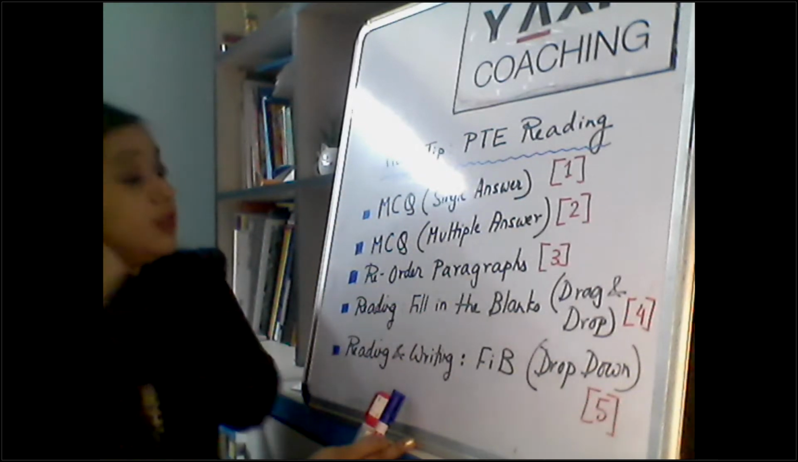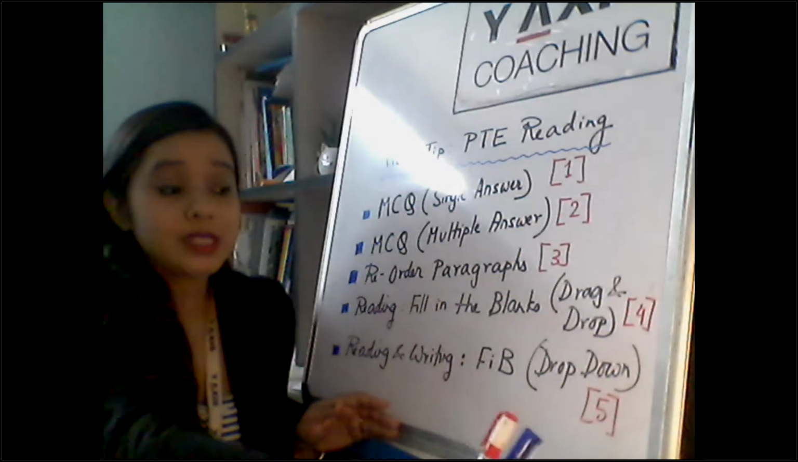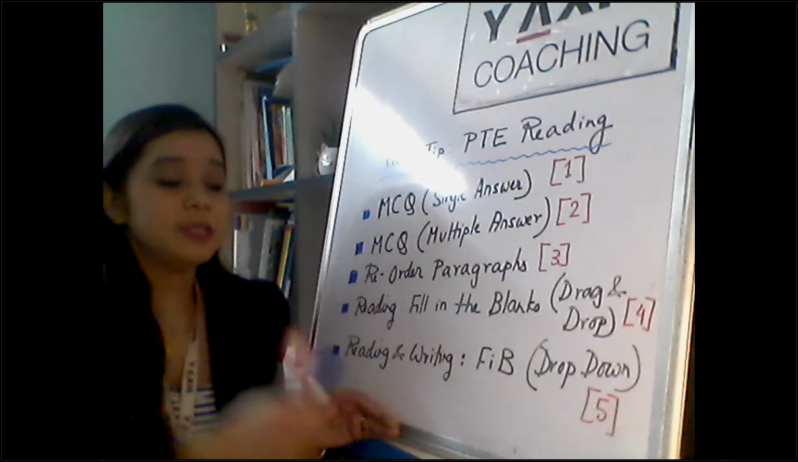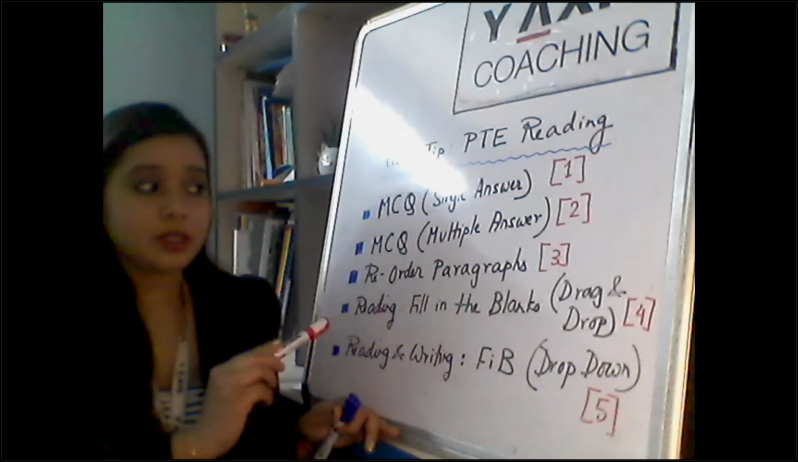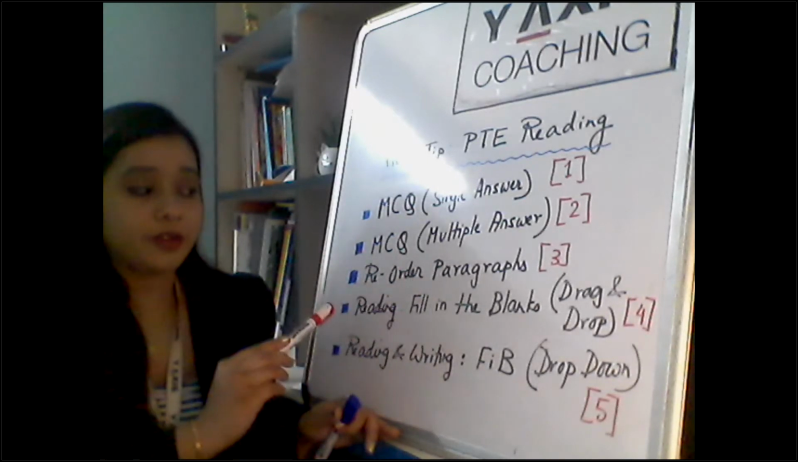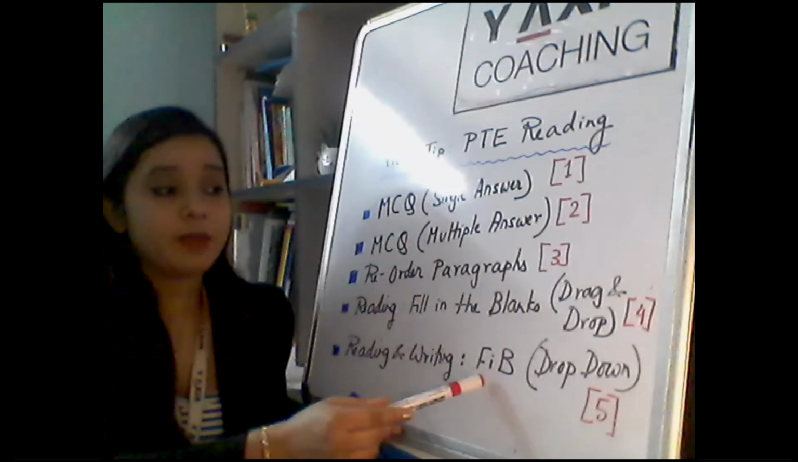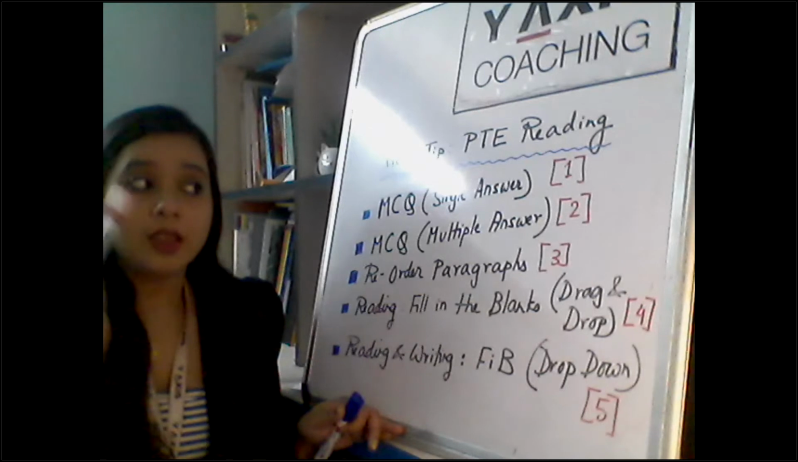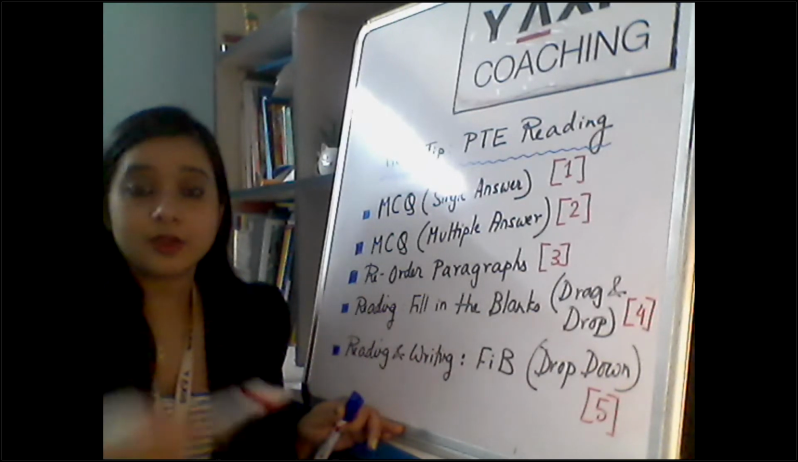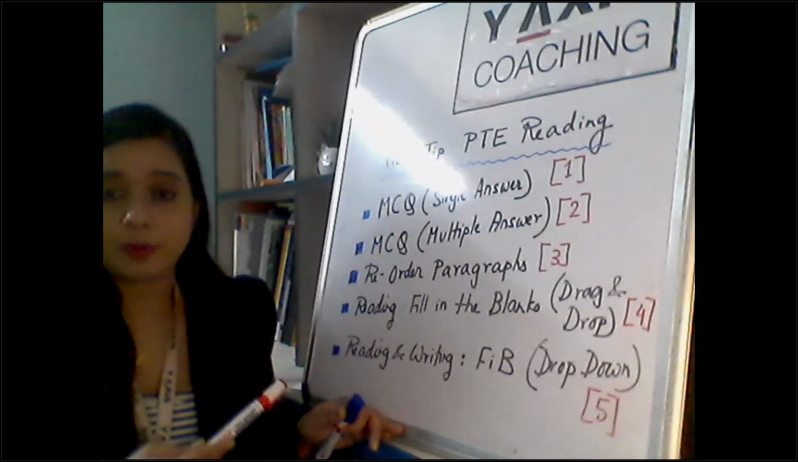I have numbered them as 1, 2, 3, 4, 5. So one possible sequence is you get your multiple choice question single answer first, then multiple choice question multiple answer, then reorder paragraphs, then reading fill in the blanks, which we also call fill in the blanks drag and drop, and reading and writing fill in the blanks drop down. So this is one possible sequence, 1, 2, 3, 4, 5. However, it cannot be guaranteed that you're always going to get multiple choice question single answer first and end with fill in the blanks drop down.